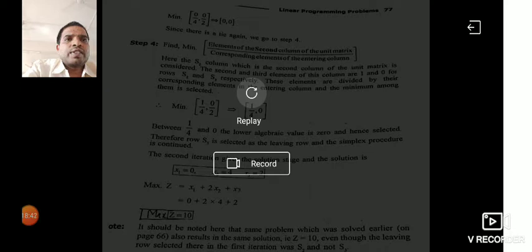Okay, this is the degeneracy problem, which you are going to solve by using the two-phase method.